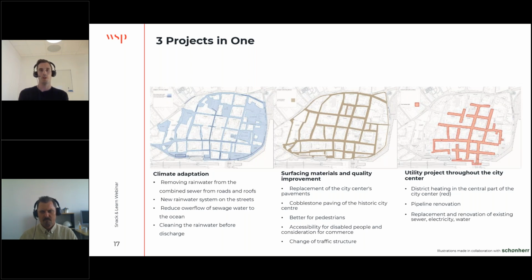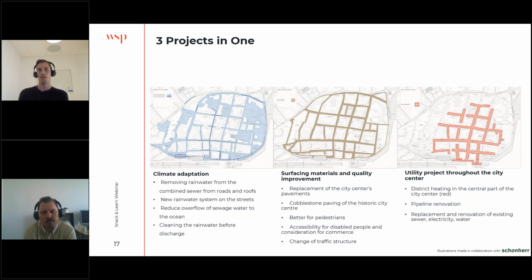So one part is what Jørn told you about, the climate adaptation project, where we are removing the rainwater. We're trying to adapt the city center to future rain events. So we're removing as much rainwater as we can from the combined sewage system which is there today. And we're also trying to reduce the overflow of sewage water to the ocean. And then this project is a collaboration. Yeah, so the first thing, the climate adaptation, that's the utility company.